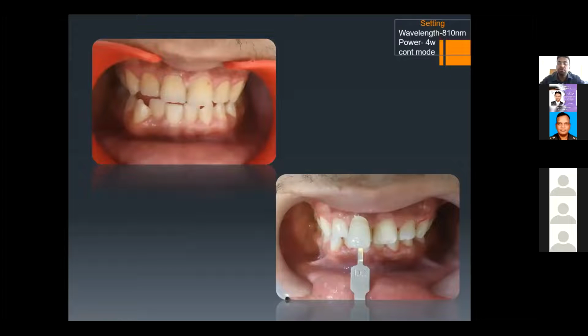Now the power used for this is 4 watt in continuous mode. Okay, the wavelength I have used over here is 810 nanometer. Okay, let's see.